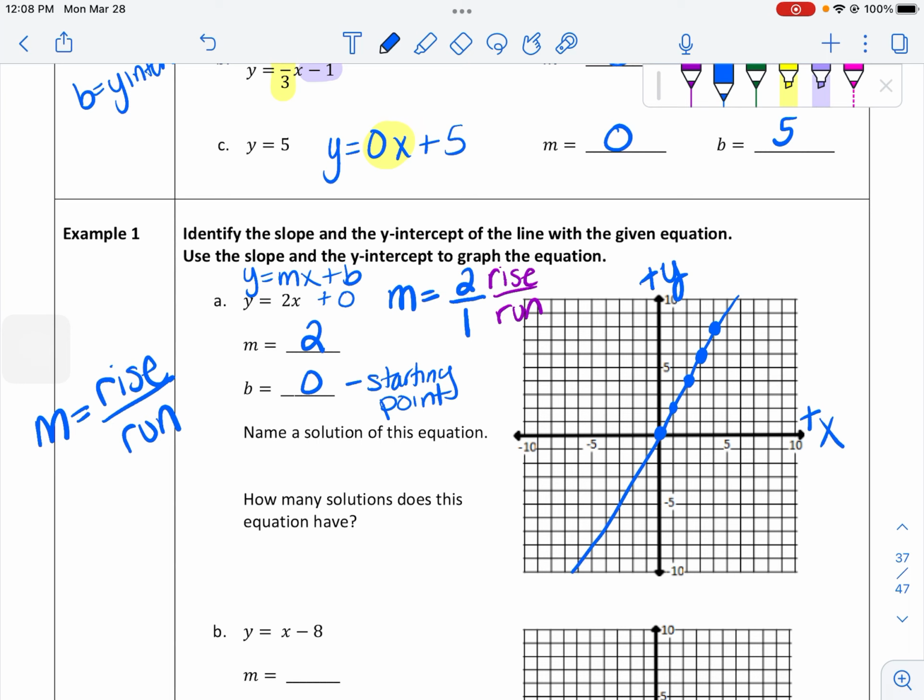And you'll notice if you go down 2 over 1, you'll get another point on that line. All of the points that I graphed here and all of the points in between are solutions to this equation, y equals 2x. So if I want to name one of the solutions, I could pick any of these points along the line. I could pick the point 0, 0, or the point 1, 2, or the point 2, 4. So let's just list a couple of those.